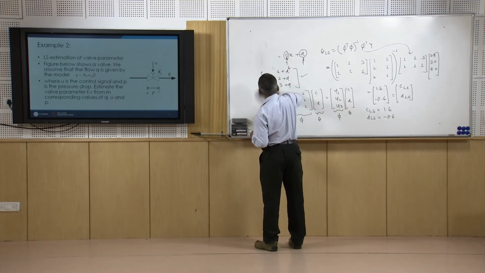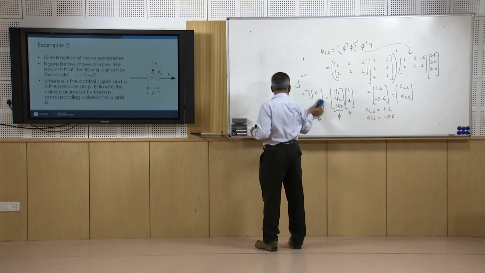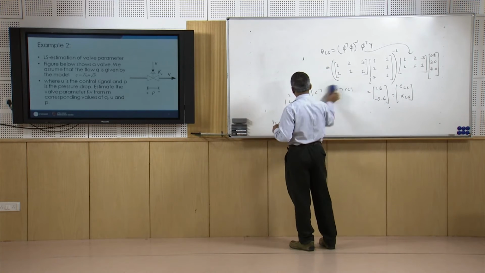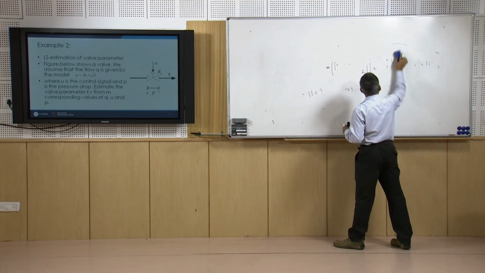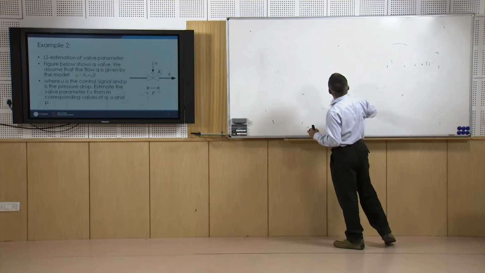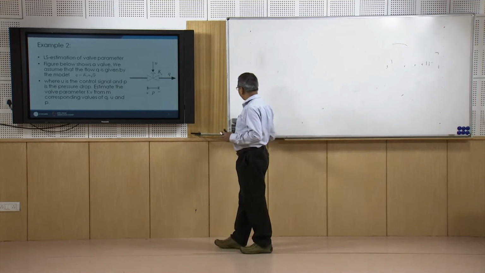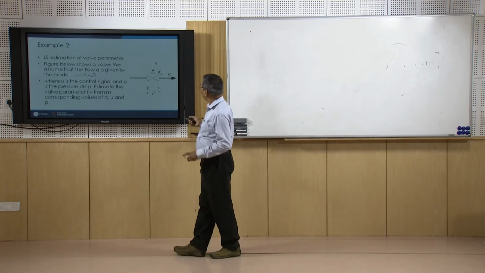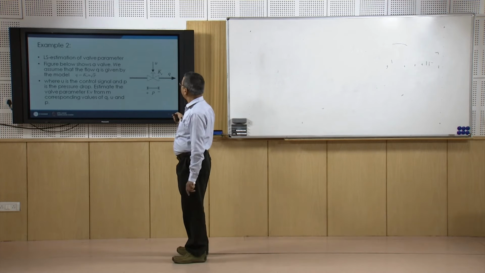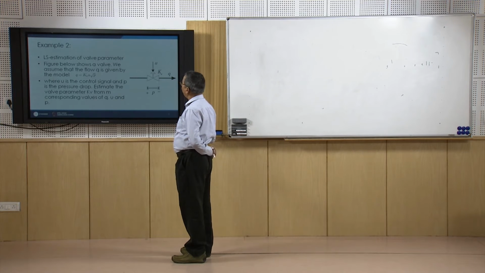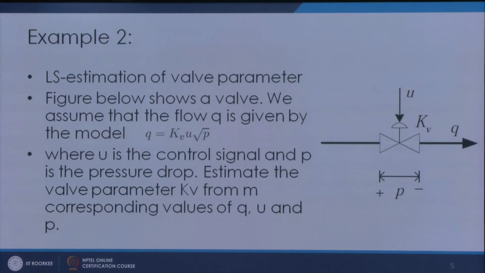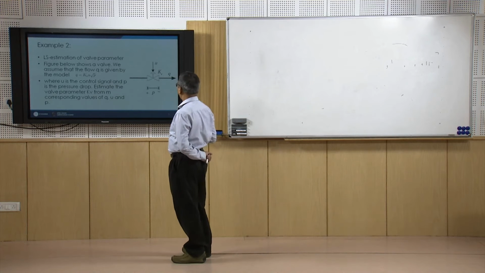where we would like to estimate the KV. So, first let us try to understand the problem, and then we will try to estimate the parameter. You can look at this figure, it is basically a valve. In this example we want to estimate the valve parameter. We do not know the valve parameter, and we are interested in finding out its value.